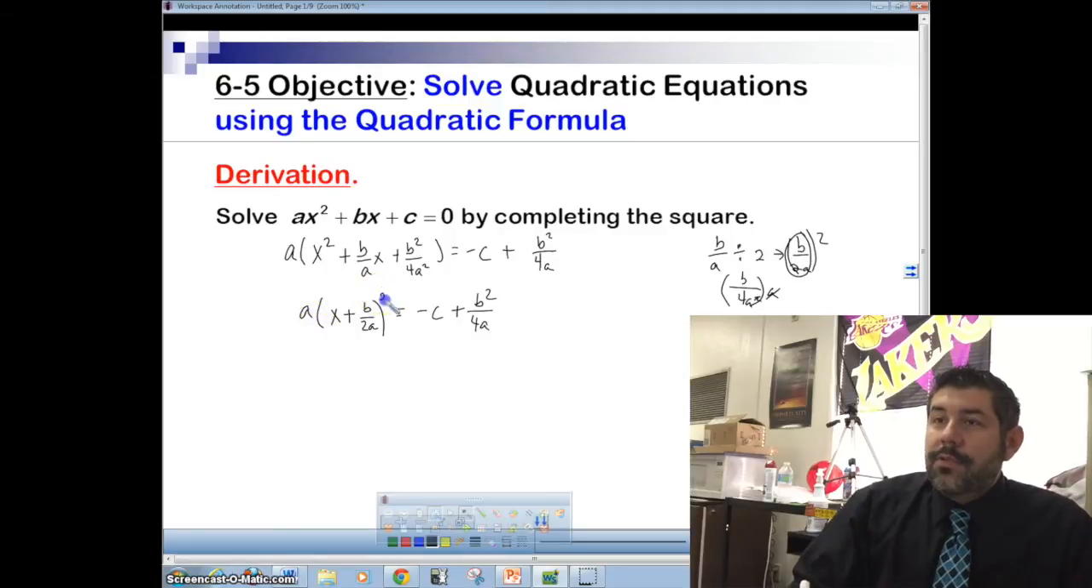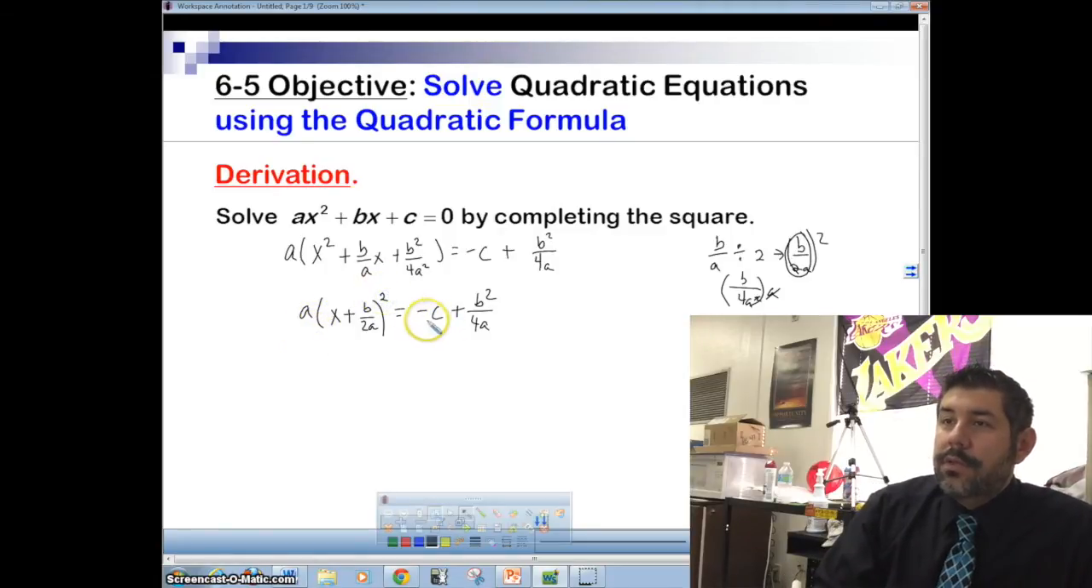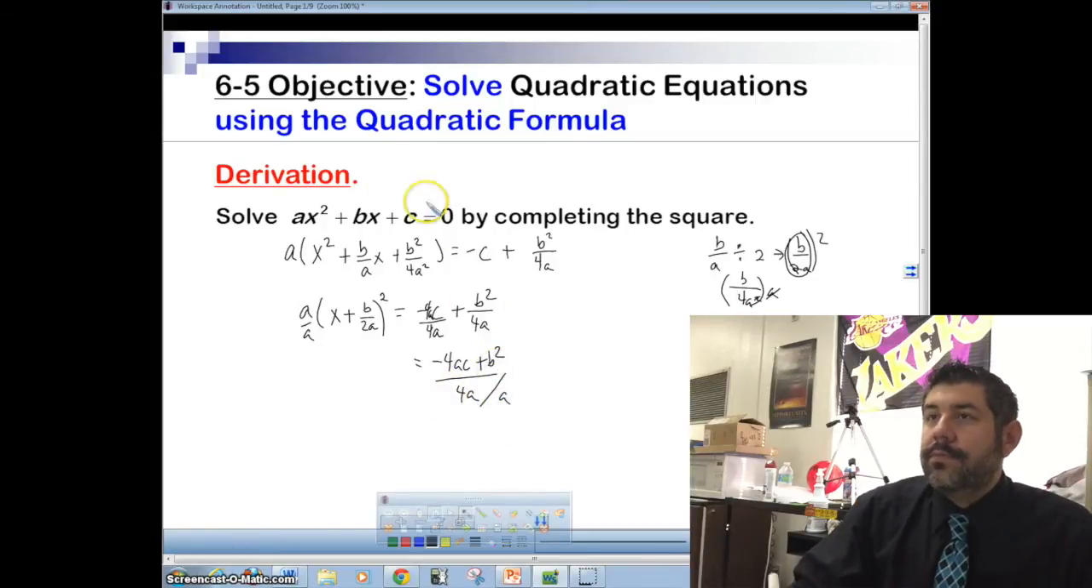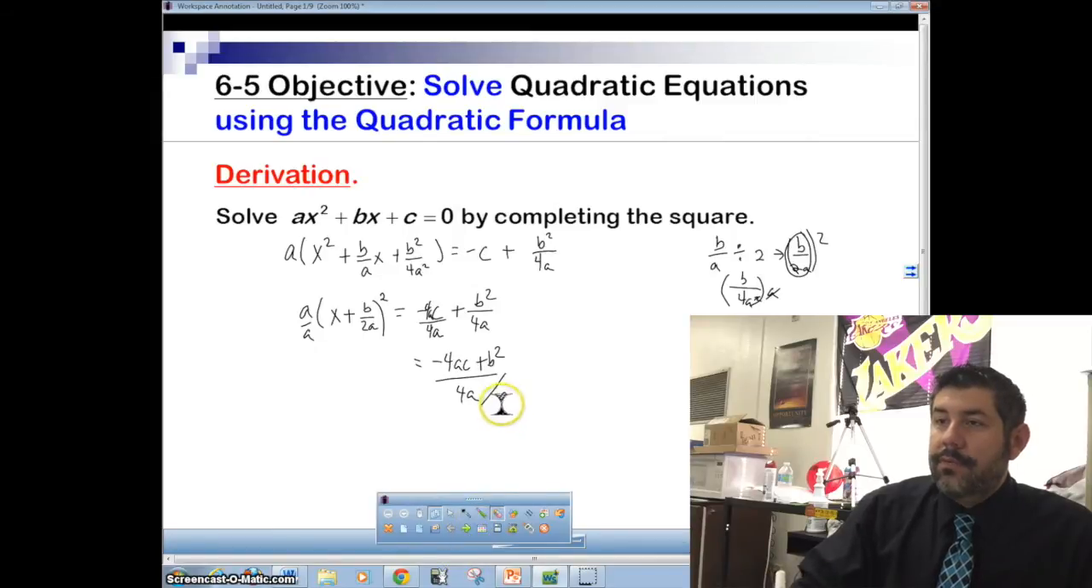Then we're going to divide by a. Oh, this is a squared. And I'm going to get a common denominator here, so 4a over 4a, and I'm going to get negative 4ac plus b squared over a common denominator of 4a. Then I'm going to divide this whole thing by a, so I'm going to have an a squared on the bottom. This is going to give us an a squared.